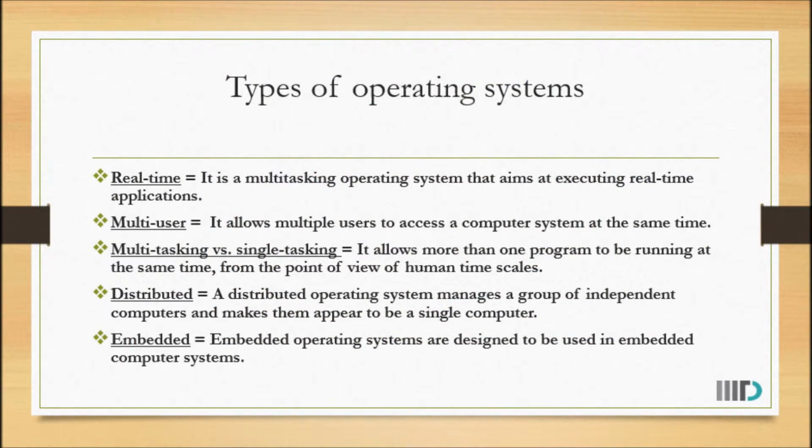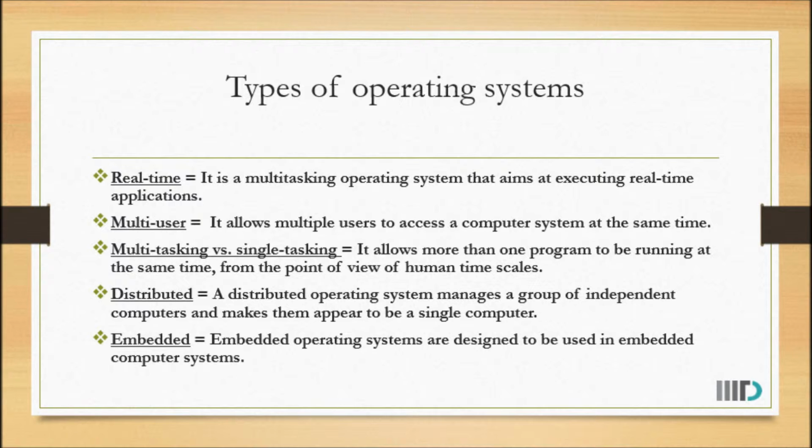Types of operating system. First, real-time. It is a multitasking operating system that aims at executing real-time applications. Second, multi-user. It allows multiple users to access a computer system at the same time. Third, multitasking versus single-tasking. It allows more than one program to be running at the same time from the point of view of human time scales.